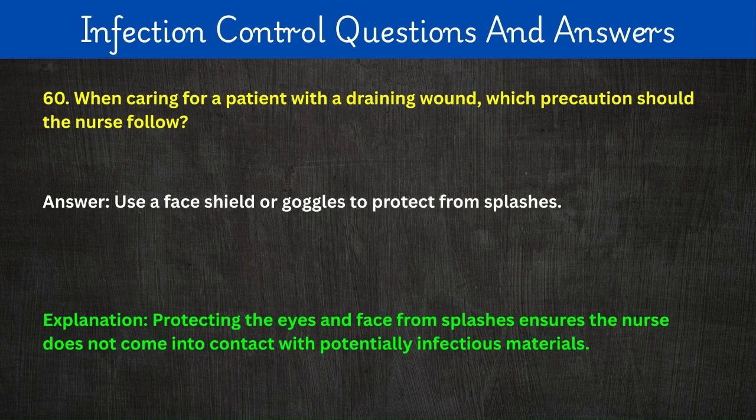60. When caring for a patient with a draining wound, which precaution should the nurse follow? Answer: use a face shield or goggles to protect from splashes. Explanation: protecting the eyes and face from splashes ensures the nurse does not come into contact with potentially infectious materials.